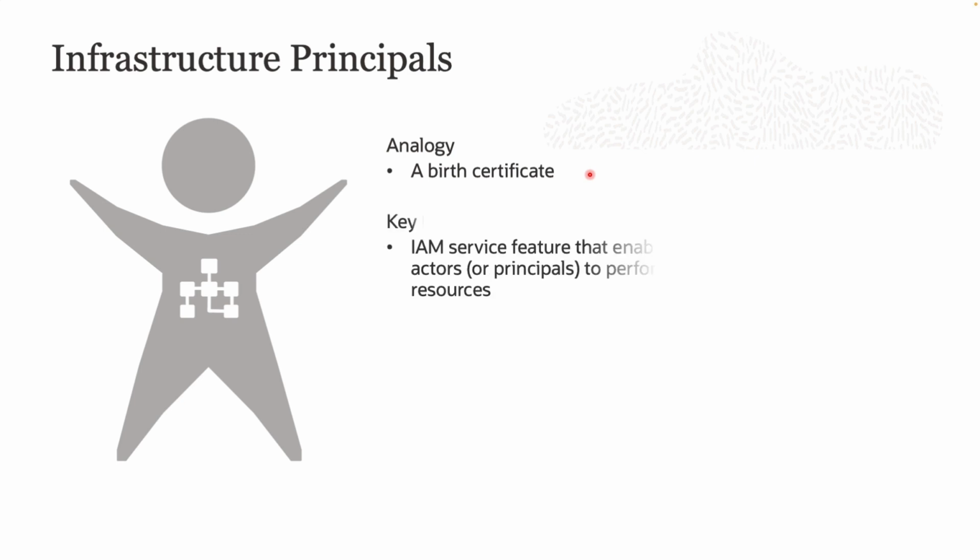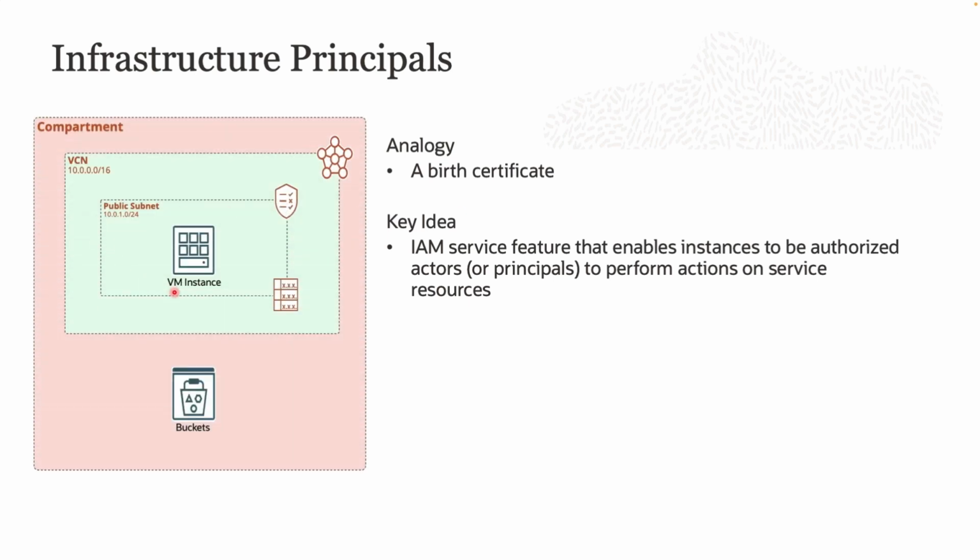A birth certificate can be seen as the provisioning of a resource in OCI, like proving its existence as a cloud resource. And the key idea here is that the OCI Identity and Access Management service has a capability that enables instances to be authorized actors. So the instances become principals and they can perform actions on service resources. That is, instances and applications running on the instances can actually call or manage other services, like for example, object storage service. So in OCI, we have this example of instance principal, where the instance is acting as an authorized actor or a principal performing certain actions on service resources.